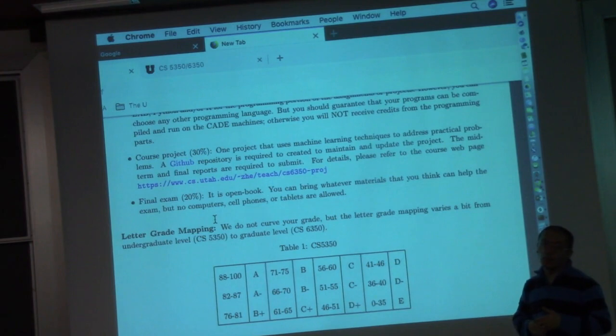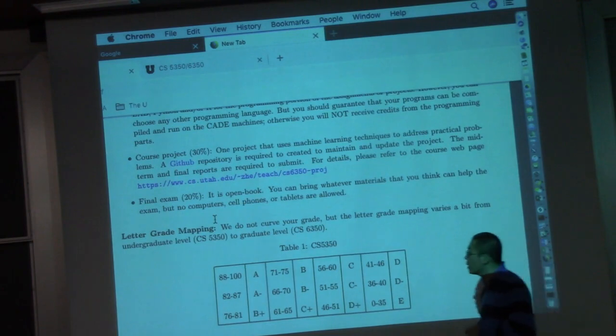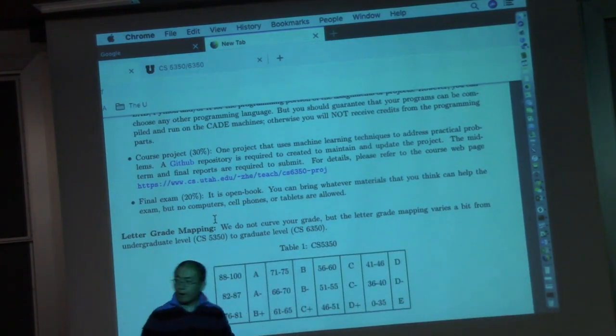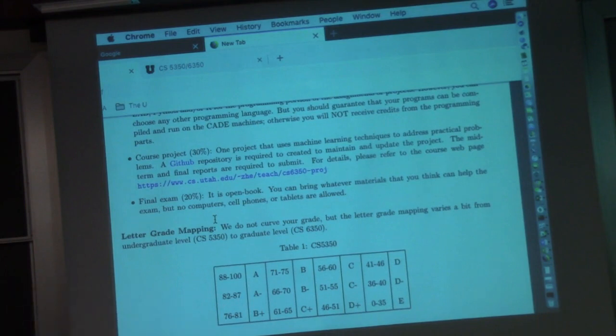The reason is that we don't want you to post on Stack Overflow to ask questions. But in addition to that, you can bring whatever materials you want. And the final exam takes 20% of the final grade. So let us stop here.